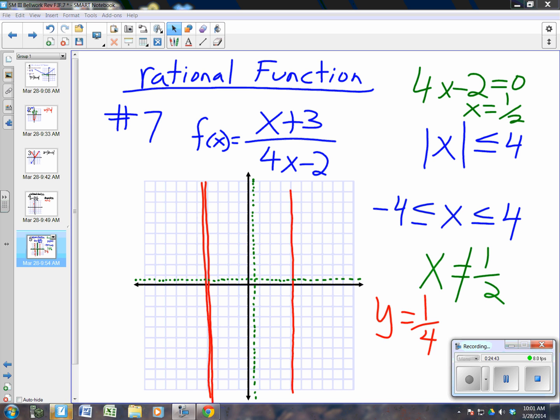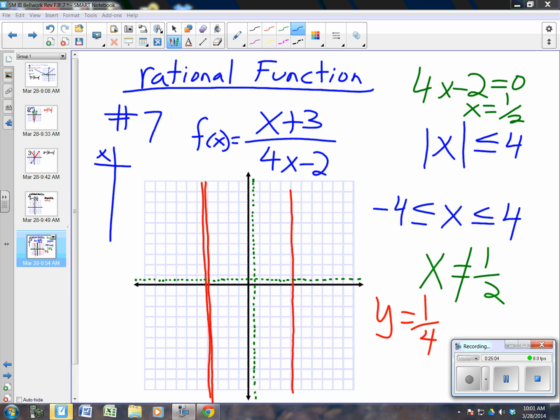Some functions, if the degree of the denominator is higher, could have more vertical asymptotes. Also, there can only be one horizontal or one slant asymptote, or neither, and we'll talk about that on Tuesday. Okay, so now to graph this, we can plot some points. We're going to make an xy table.